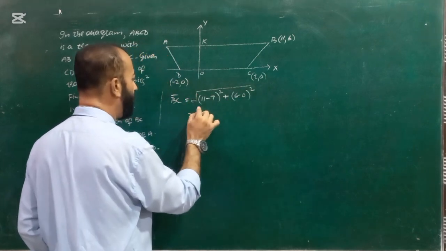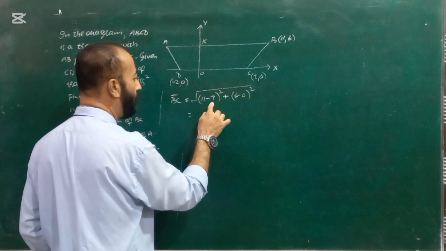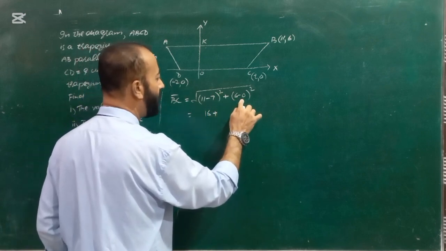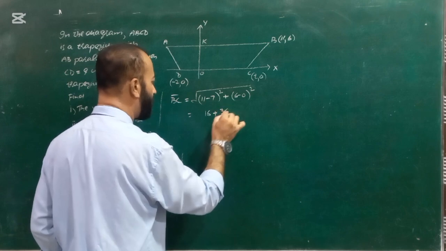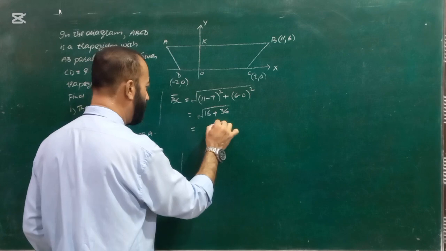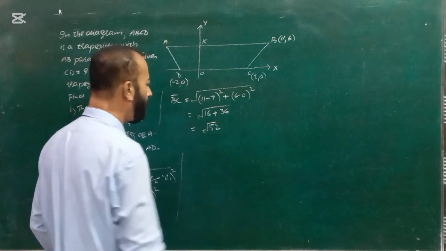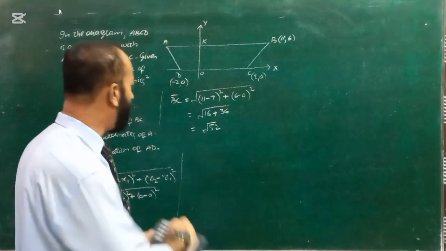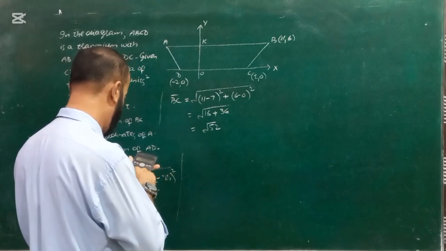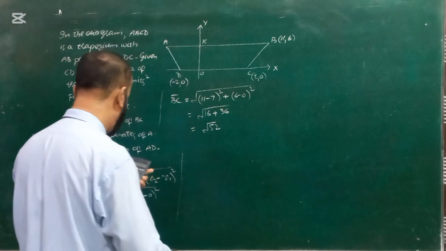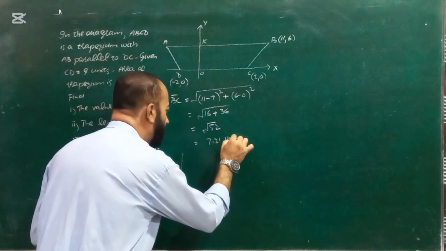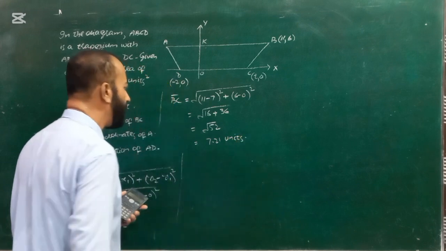At this step you can see 11 minus 7 will be 4. 4 square is 16 plus 6 minus 0 is 6. 6 square is 36. So this will be root 52, and 52 square root is 7.21 units. So this is the answer.